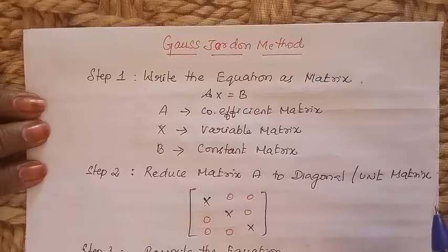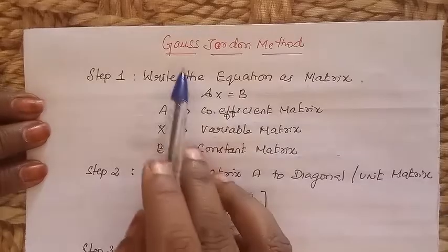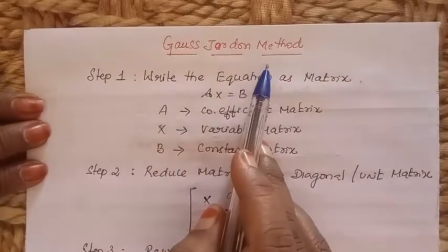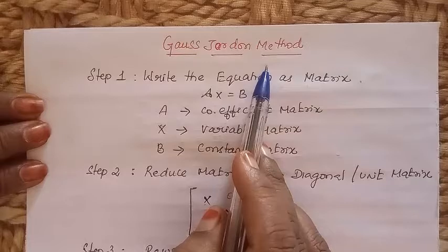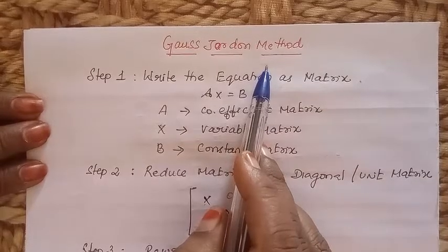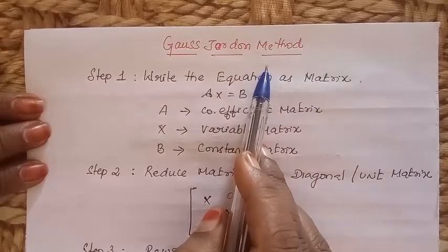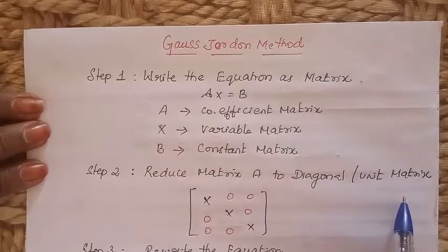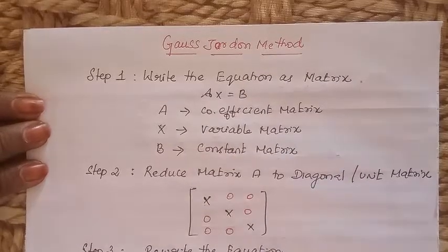Now we'll see how to solve the system of linear equations using the Gauss-Jordan method. As I said, more or less both the methods are the same. In Gauss elimination, we reduce the matrix to an upper triangular matrix, but here we'll be reducing it to a diagonal or unit matrix. Apart from this, the rest of the steps are similar.